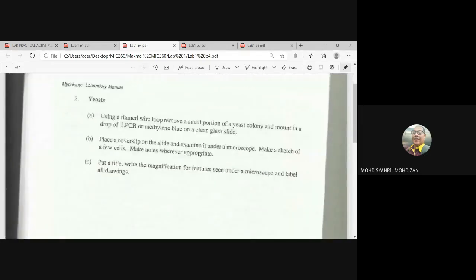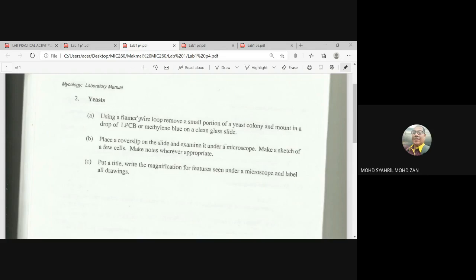Alright, so the last one for today's experiment, okay. Number 2 is yeast. Alright, we're using a yeast, okay. Using the flame wire loops, remove a small portion of yeast colony and mount in the drop of LPCB or methylene blue on the clean glass slide. Okay. Place the cover slip on the slide and examine it under a microscope. Okay. Make a sketch of the few cells ataupun lukis. Make a notes wherever appropriate. Okay. Put a title and write the identification for features seen under the microscope and level of drawings.